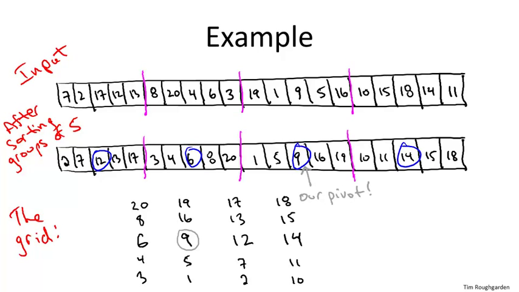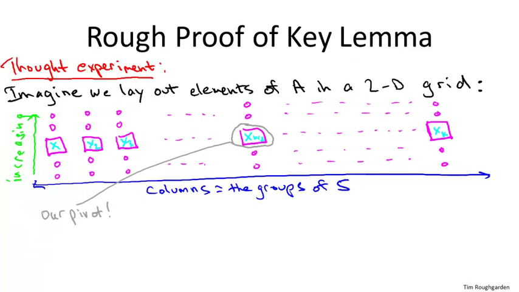So I hope that makes clear what these X's mean and what order we have amongst the rows, amongst the columns, and so on. So let's go back to the general argument. Here is the key point. Here is why we're doing this entire thought experiment. It's going to let us prove our key lemma that we get a 30-70 split or better. 30% of the stuff at least is less than the pivot. 30% of the stuff at least is bigger than the pivot.